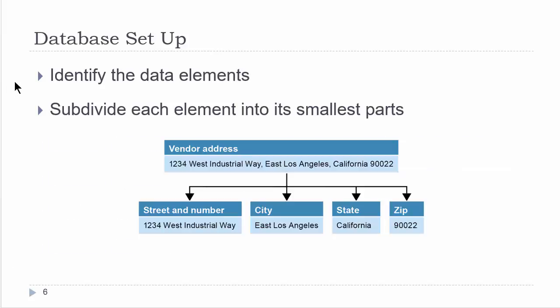So let's take an example of how we would identify the data elements and then subdivide them. Here we have a vendor address, which contains a street, city, state, and zip code. It would not be efficient to store all of this in one field in a database, so we would break it up into component parts, such as the street number, city, state, and zip.